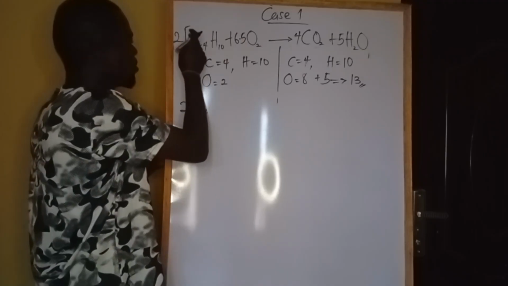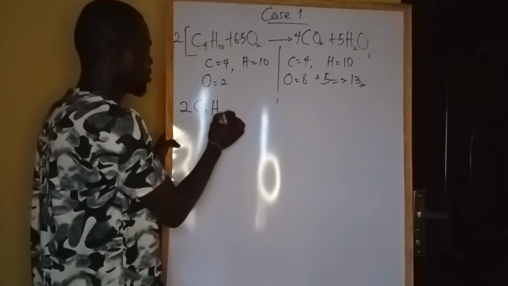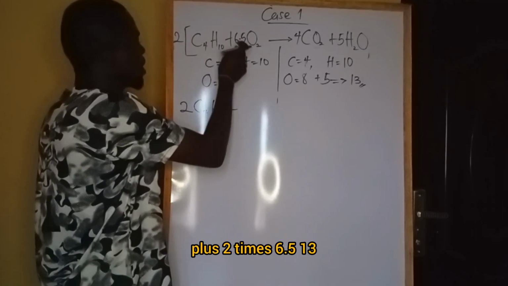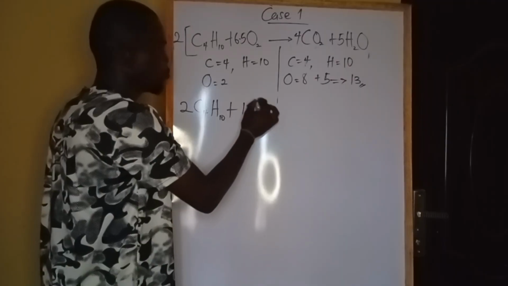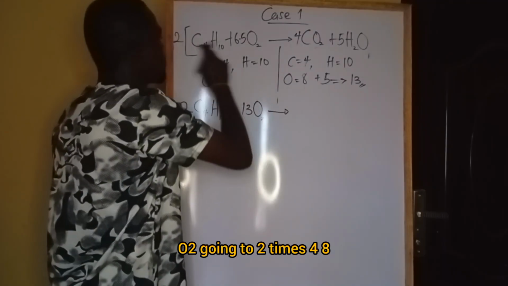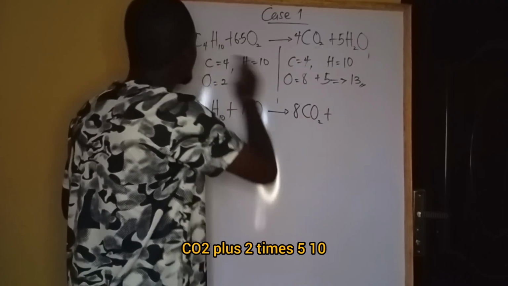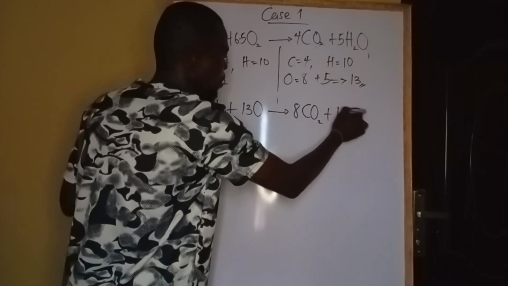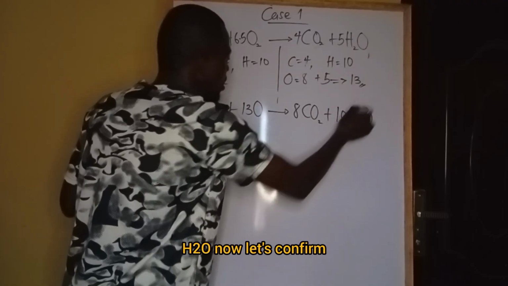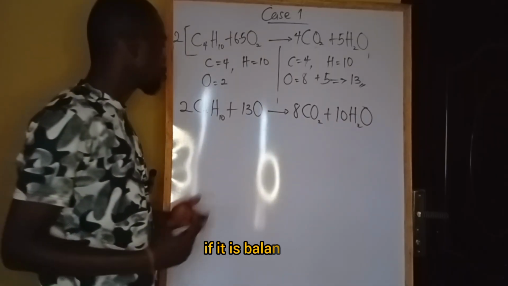2C4H10 plus 2 times 6.5, 13O2, going to 2 times 4, 8CO2 plus 2 times 5, 10H2O. Now let's confirm if it is balanced or not.